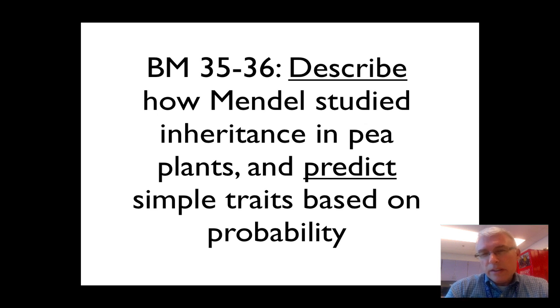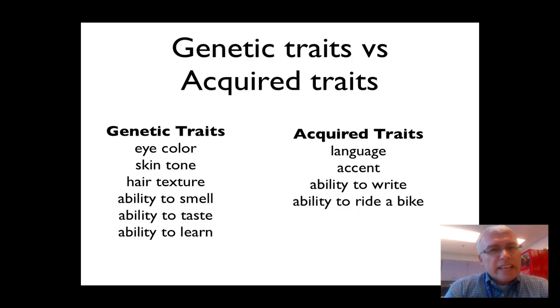And I'm going to assume that you guys don't know anything about this, although most of you probably were exposed a little bit to this in middle school. All right? Okay, before we can really get into Mendelian genetics, or the genetics of Mendel and his pea plants, we have to make sure you understand the difference between a genetic trait and a trait that's acquired, or a trait that you pick up in the course of your life, or that you learn.